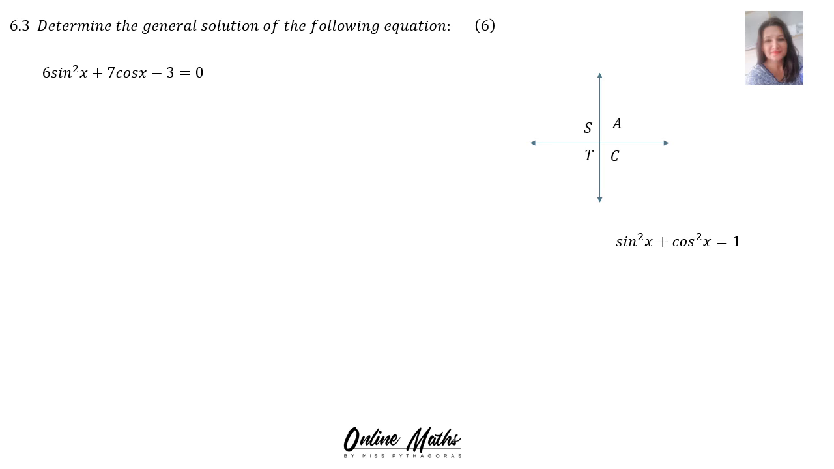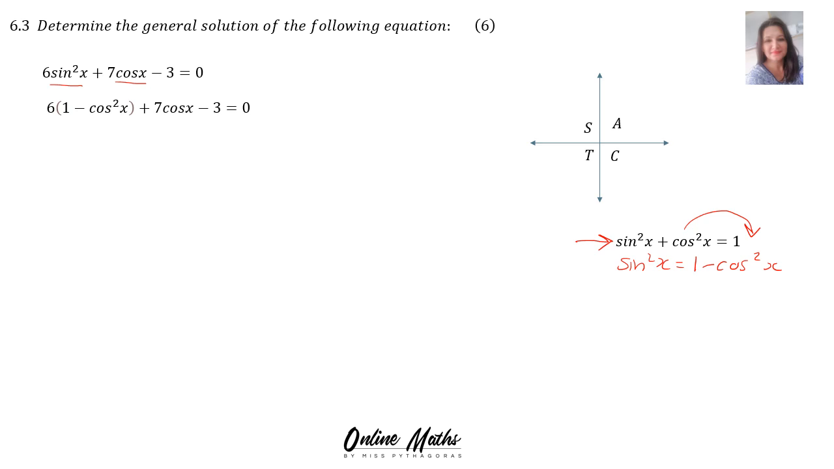6.3. Determine the general solution of the following equation. Now your first problem is that this is sin squared and this is cos. So what you can do is, down here, I wrote down for you the squares identity. And then if you let cos squared walk across, you get sin squared x is the same as 1 minus cos squared x. And that's what I'm going to do in the next step.